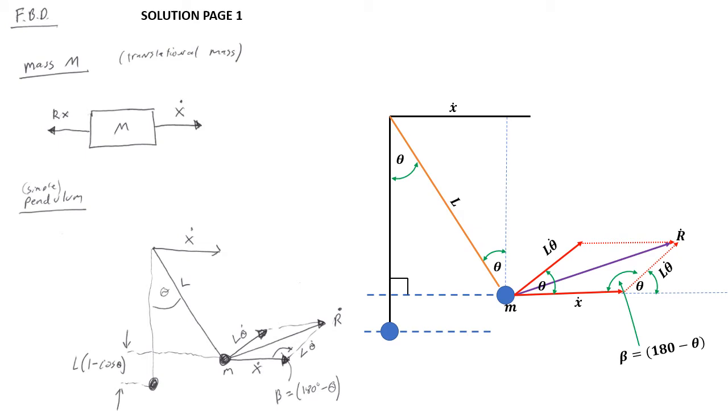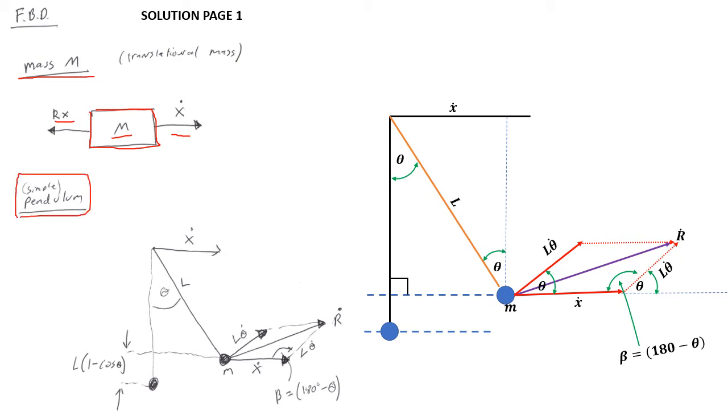So let's start off with our mass M. We'll do out our free body diagram here. We can see here is our block for mass M. You can see we have our x dot going in the positive direction to the right and our kx going off to our left. So that's the free body diagram for our mass, and we'll also have our free body diagram for our simple pendulum.